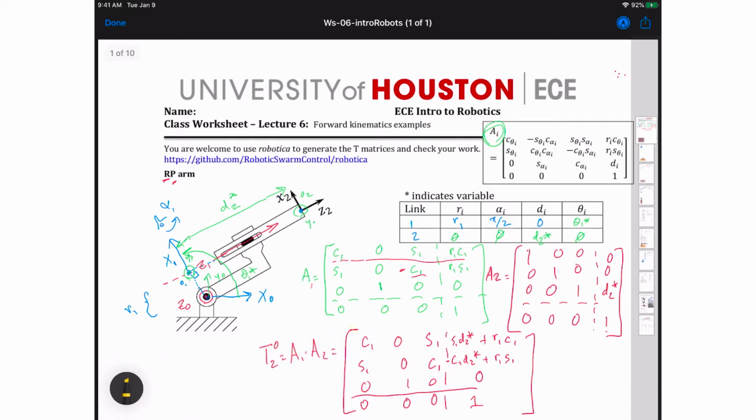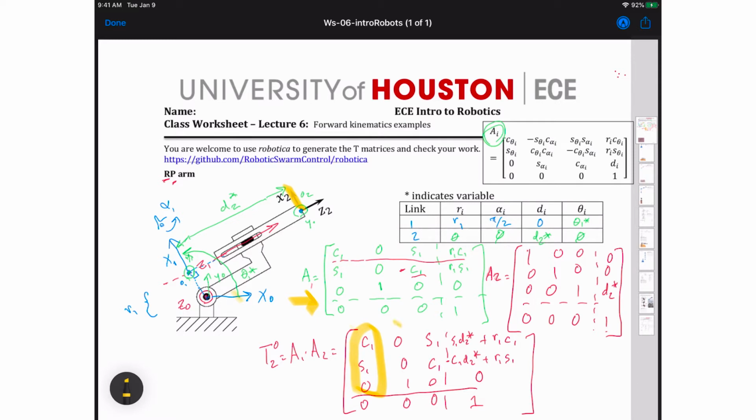So the first thing that we're going to look at is this first column. This first column tells us which direction my x2 is facing. You can see this x2 is totally dependent on my rotation of theta 1. And so if theta 1 is 0, then the x2 is going to be pointed in this direction. And as it rotates up, it moves.